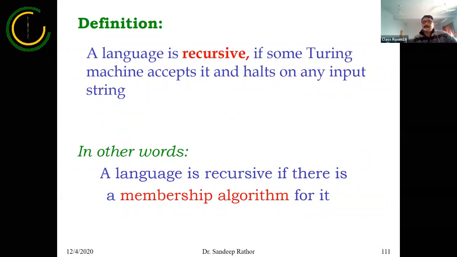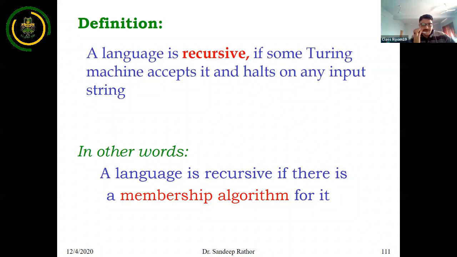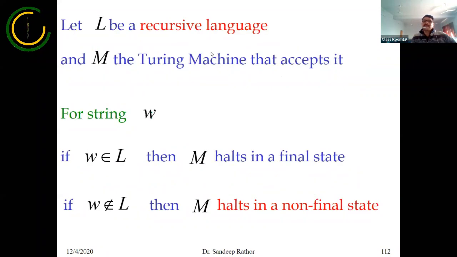Now what about the recursive? A language is called recursive if some Turing machine accepts it and halts on any input string. Another way we can say it: a language is recursive if there is a membership algorithm for it. What is the meaning of membership algorithm here? In the case of a membership algorithm, you can find the answer in the form of yes or no. So if you find the answer of any language or any problem in the form of yes or no, then we will say that this is a language of recursive type.